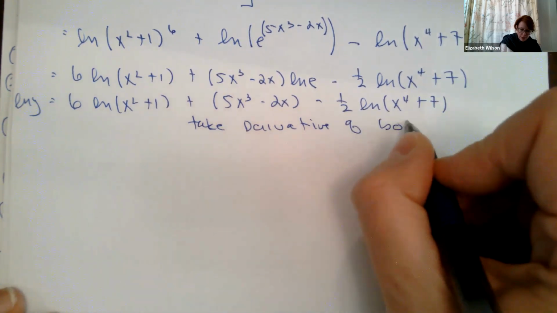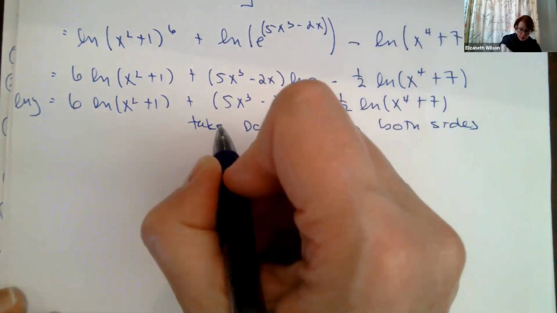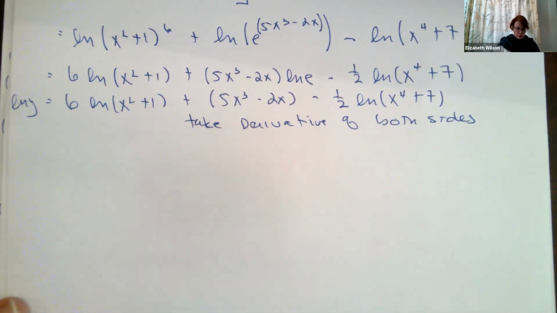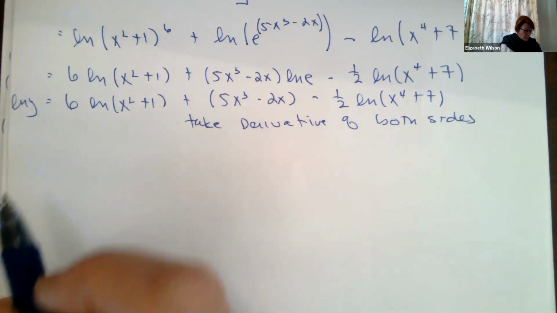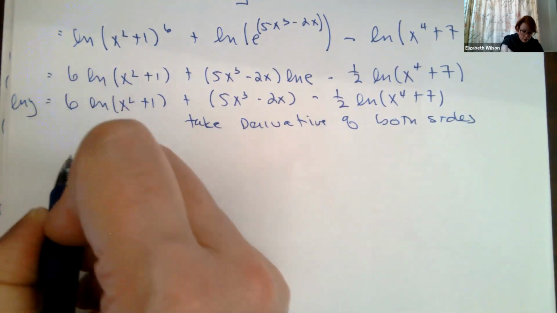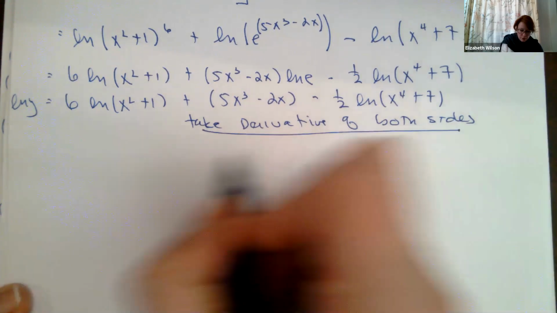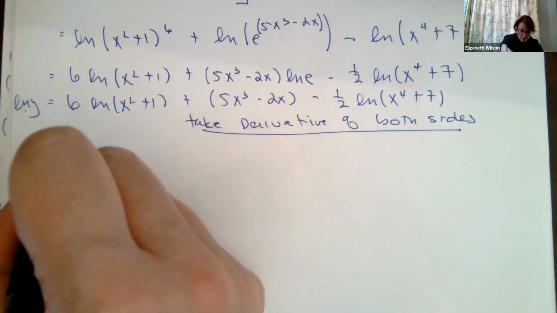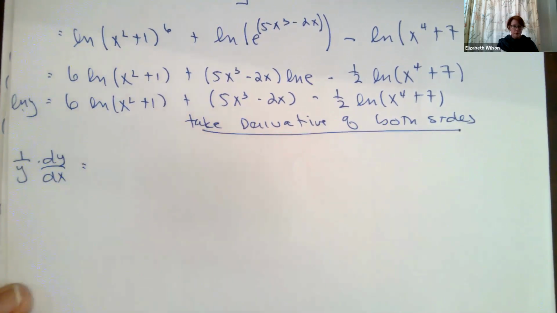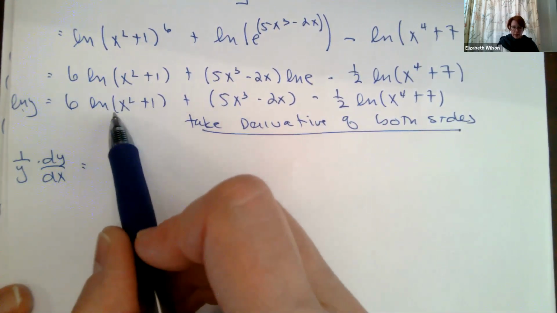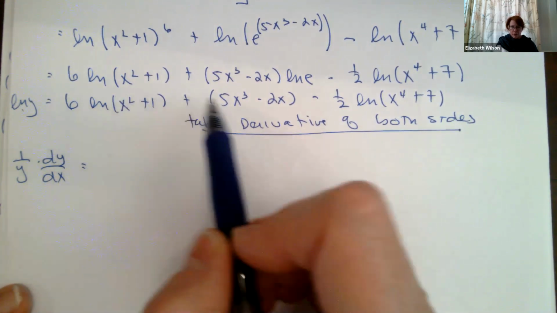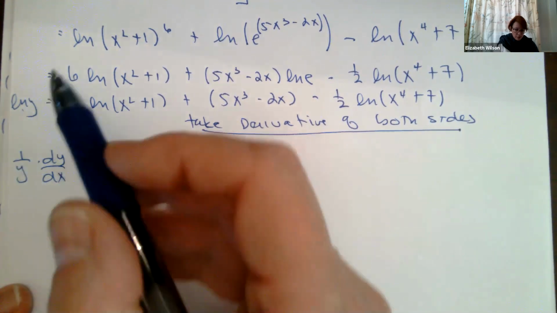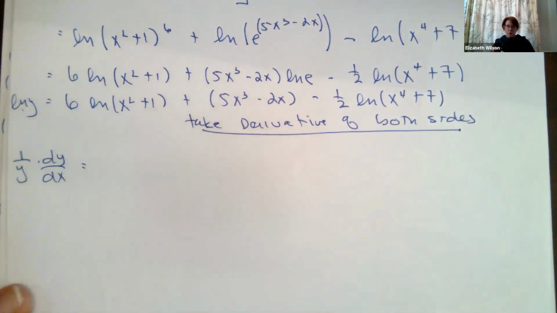Don't forget to take it of both sides, otherwise the equation won't be true. So if I take the derivative of both sides, remember we said about our chain rule. So the derivative of this is going to become 1 over y times dy/dx equals. Now, my linearity property of derivative says I can take the derivative of each piece. Watch out, I have to do the chain rule on all of this, and then this 6 is just a constant term that just gets multiplied through.